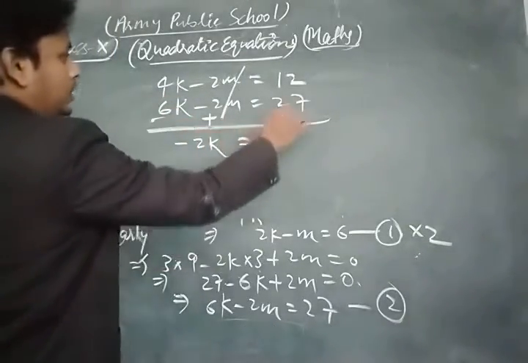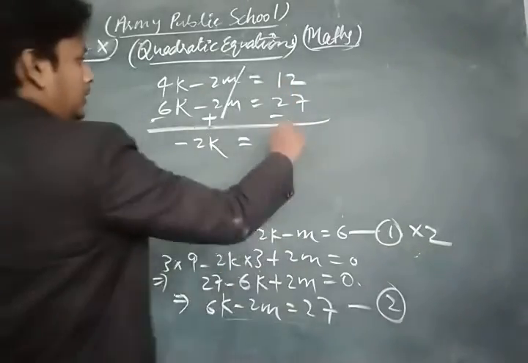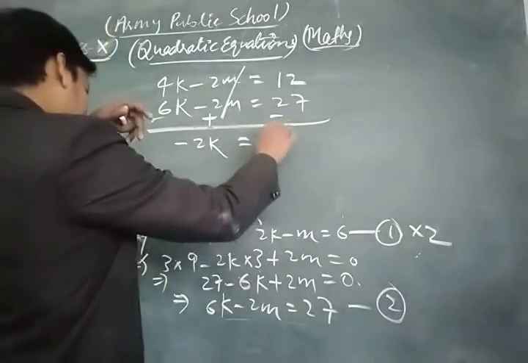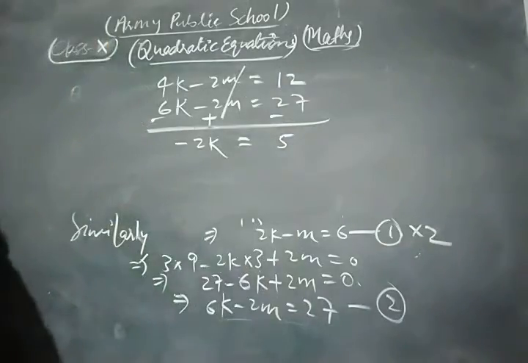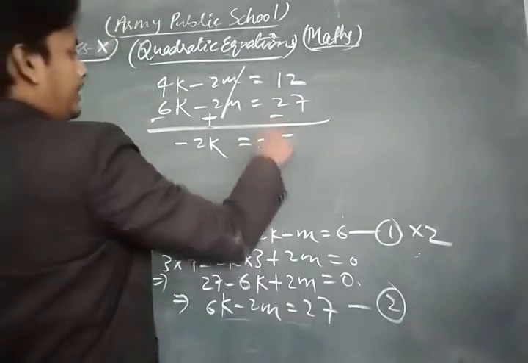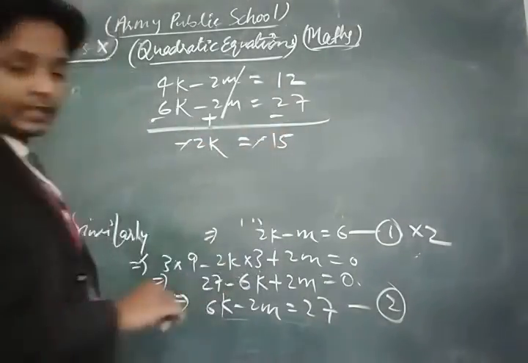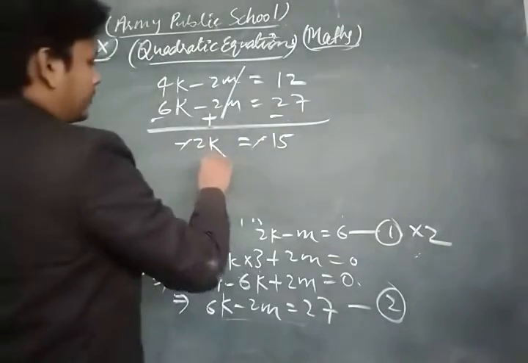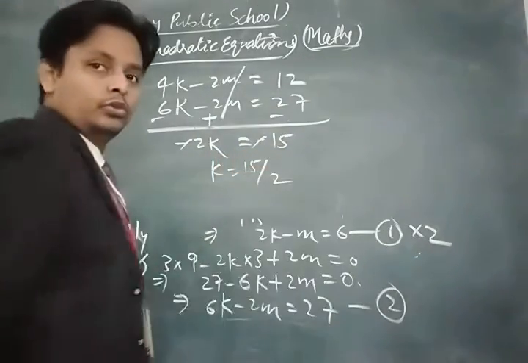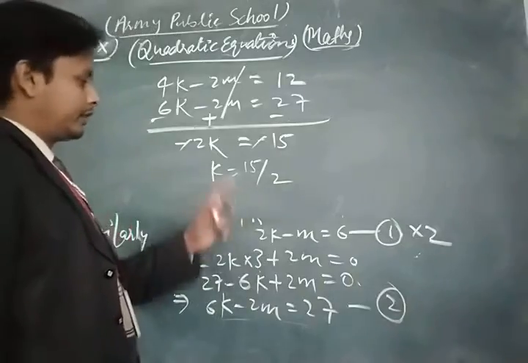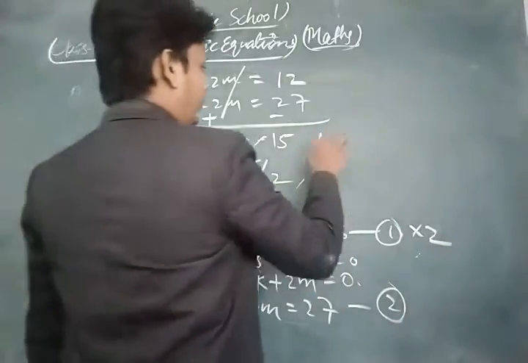This is minus 2k, which is equal to what? This is 5, that is what? This is 15. Okay, now the minus signs cancel each other, so the value of k is what? 15 upon 2. Now we put the value of k in equation first.